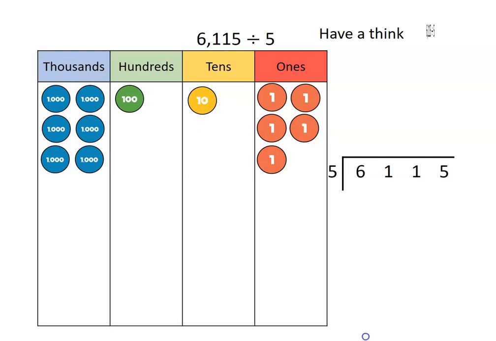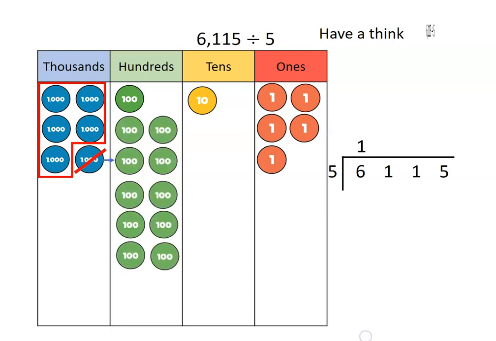So in our thousands, we can make 1 group of 5, but you can see again we've got that 1,000 left over that we can't put into a group of 5. So we're going to show the 1 group of 5 that we could make in our thousands. And now we're going to exchange that 1,000 that was left over for 10 hundreds, you guessed it. Now we need to show that in our short division as well.